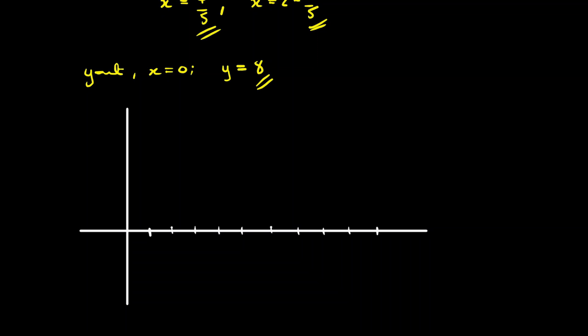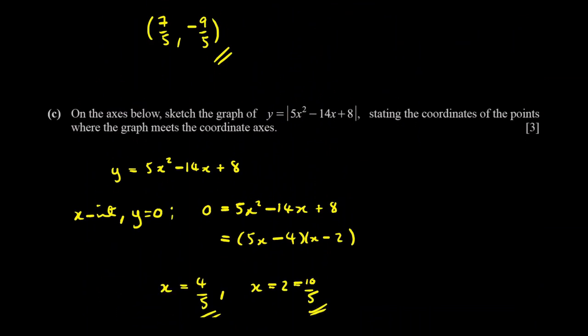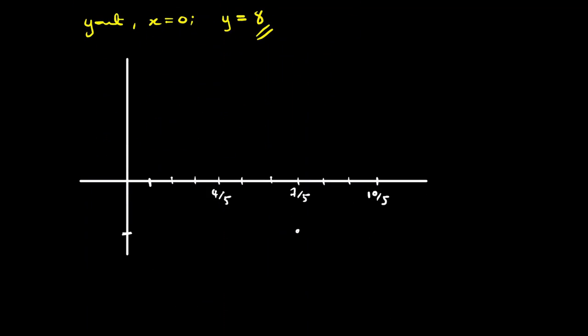We know that we're going to cross the axis at 4/5, which is there, and 10/5. We learned in the previous question that the vertex is going to be at 7/5, exactly between our two roots, and minus, was it minus 9/5, I think was the answer. Let me just go back and check. Minus 9/5. Yeah.